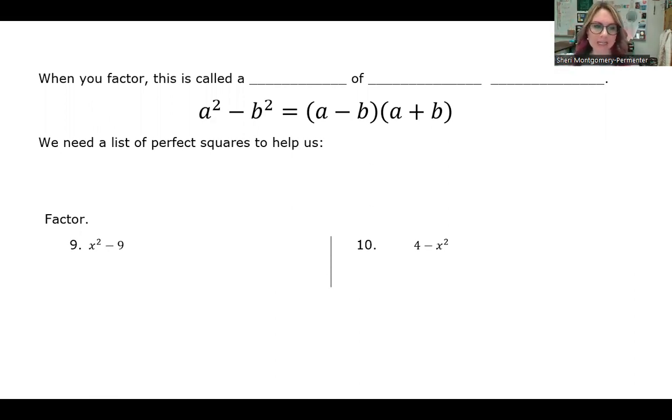On to the back at the top. So when you factor, this is called a difference of perfect squares.